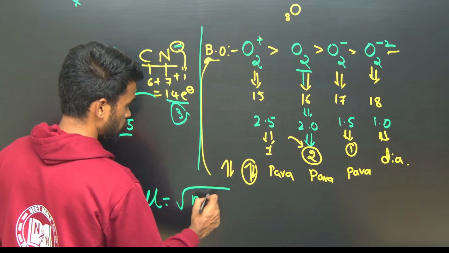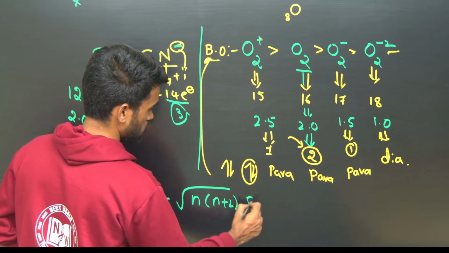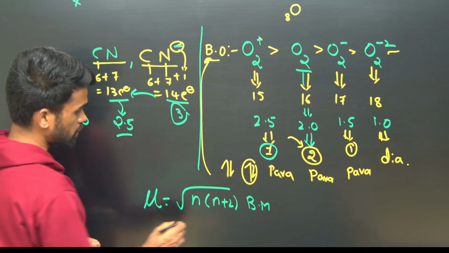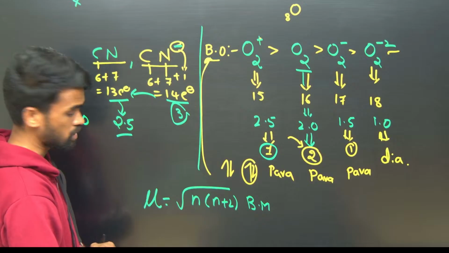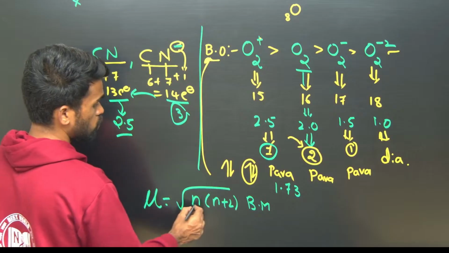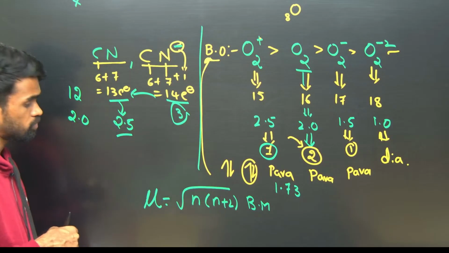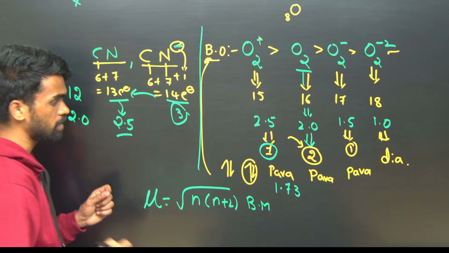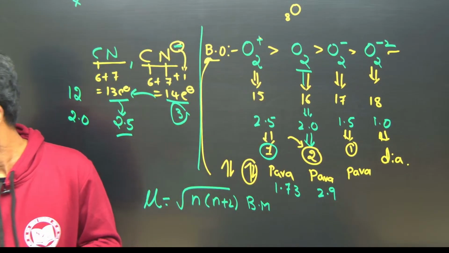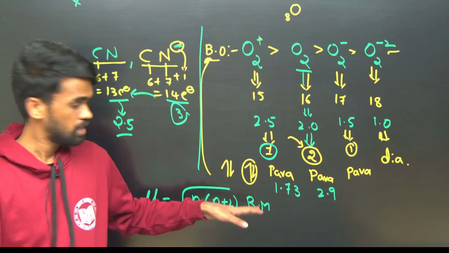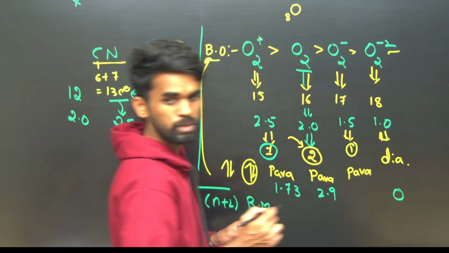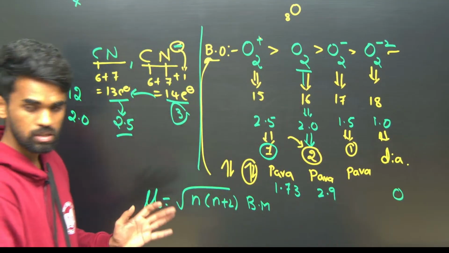Okay, now what I told you, the spin-only magnetic moment formula: mu equals root over n into n plus 2 Bohr magnetons. If we have one unpaired electron, n value will be 1, like that you substitute here, you will get different values. For one electron you will get around 1.73, for 2 electrons, 2 into 2 plus 2 is 8, which gives around 2.83. Is this clear or not? Like this you have to solve the questions. For diamagnetic, no unpaired electron, the spin-only magnetic moment value is 0.